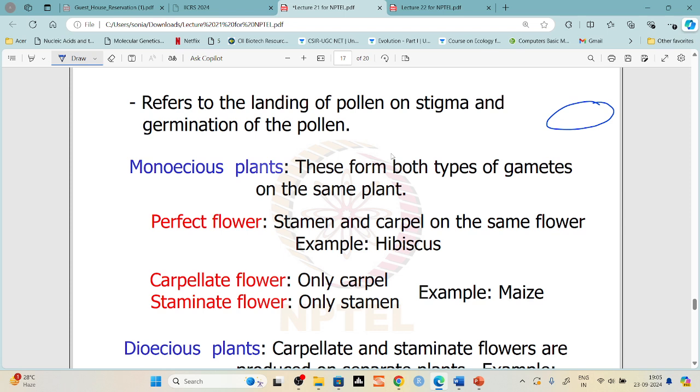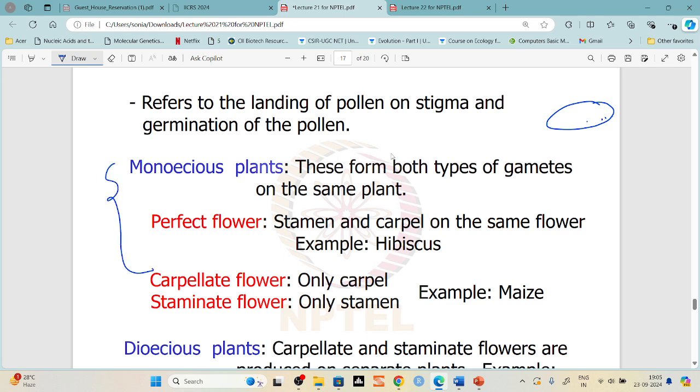Or you can have that in a plant there are numerous flowers. In one flower you have only carpels, in another flower you have only stamen. So the plant is the same, but here the flowers are different. The flower which has only carpels is known as a carpellate flower. The flower which has only stamen is known as a staminate flower. But all this comes under the category of monoecious plants.